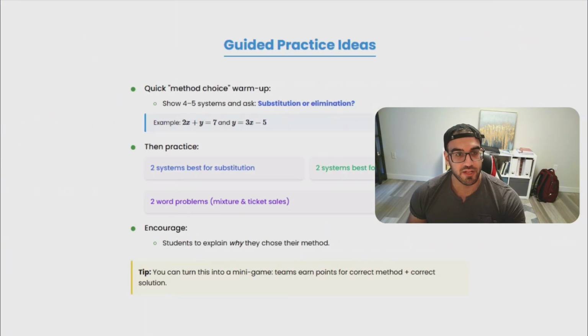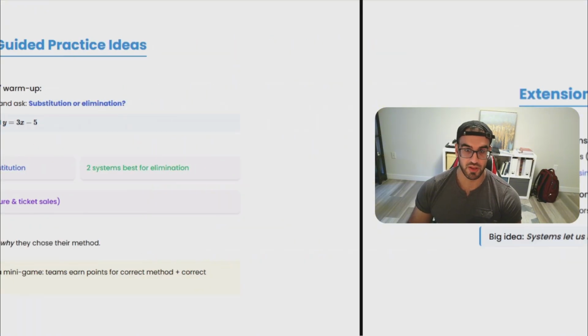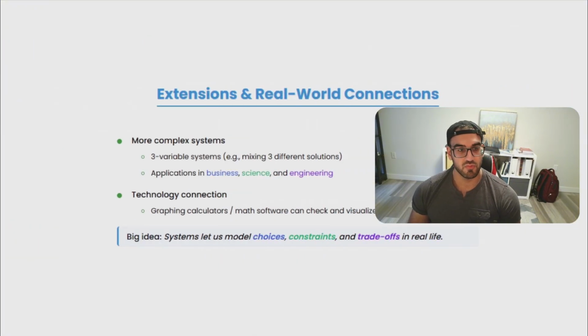And this is the guided practice ideas. You can read it out. You still have that five seconds or still have that couple of equations. And remember, practice makes perfect. This is the real world connection. You have some complex systems because sometimes you have three different kinds of solutions and you can apply this one in business, science, engineering, it doesn't matter.